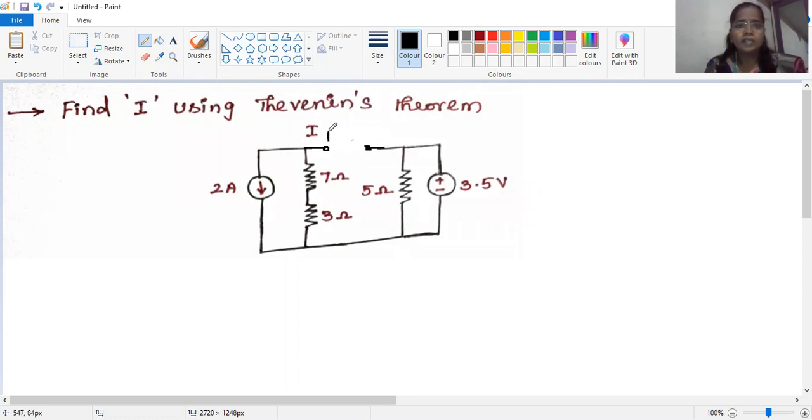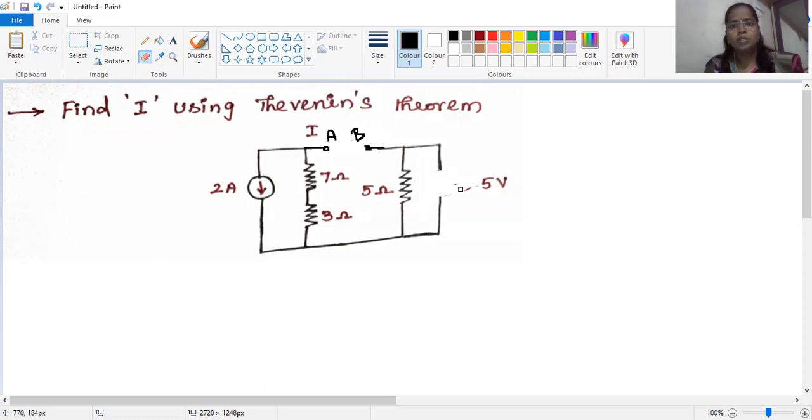Let us mark this as your A point. This is A. Then next, this is your B point. Okay. Then the first point is implemented in the circuit. Next, moving to the second point. If any voltage source is present, then you have to short circuit that voltage source. Here I am having a 3.5 volt source, so you have to short this terminal.